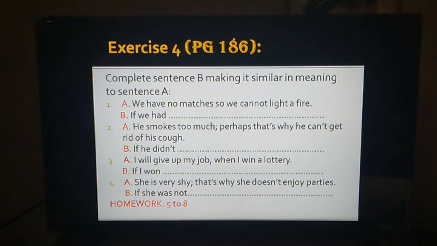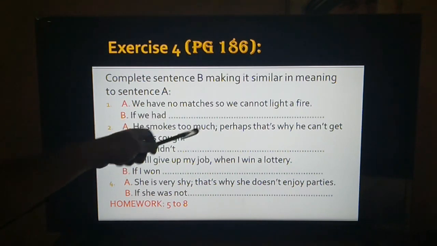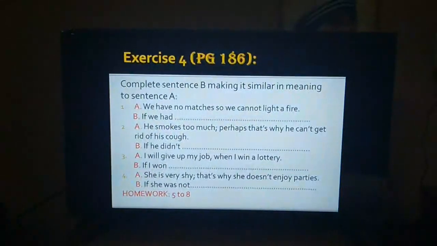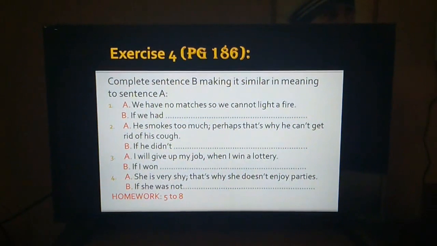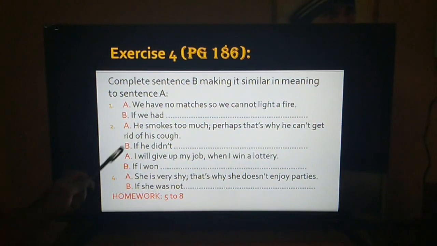So first one is, we have no matches, so we cannot light a fire. What will be the answer for this? If we had matches. We know that it is the if clause, so naturally there should be a comma after that. If we had matches, comma, we could light a fire.